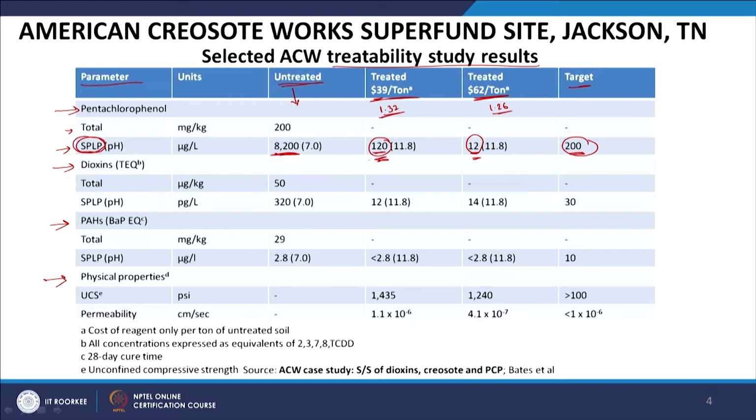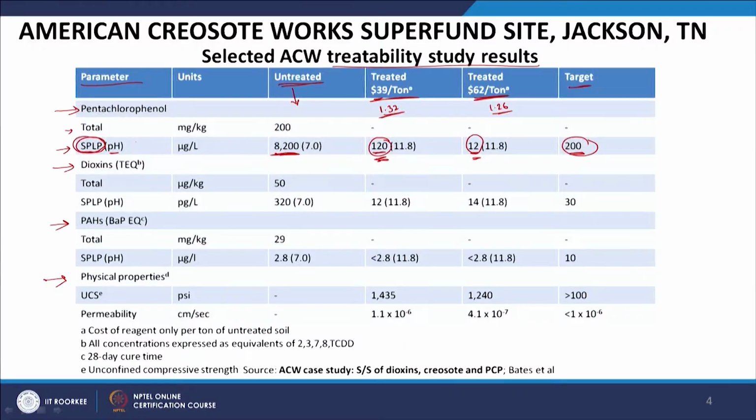So you see that even the one with 39 per ton, or just the cement fly ash combination, let us say, is good enough to meet the needs of these particular targets. And again, how were these targets arrived at? If you remember, they looked at a 10 to the power of -4 lifetime cancer risk, and then looked at what are the different targets for different compounds, right.